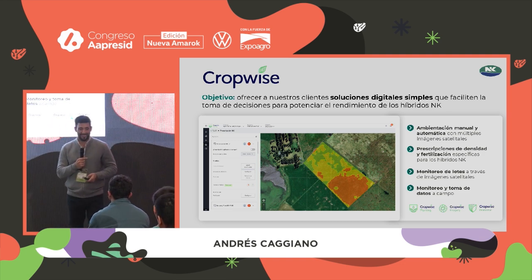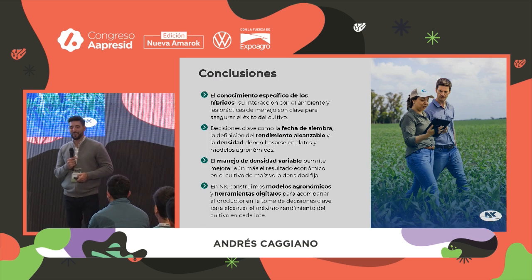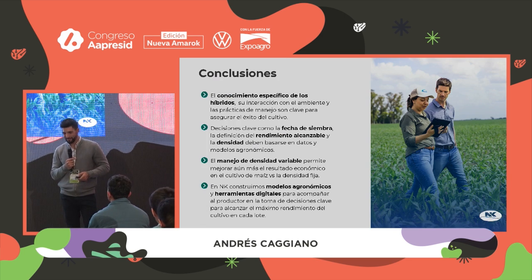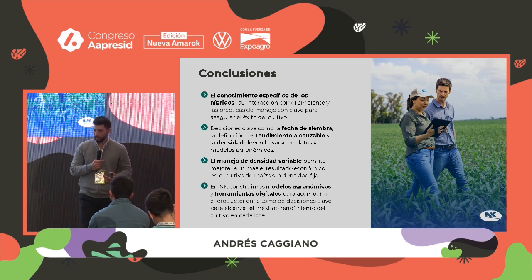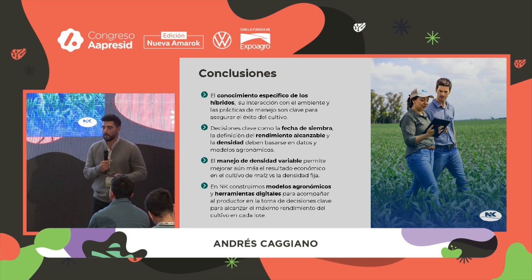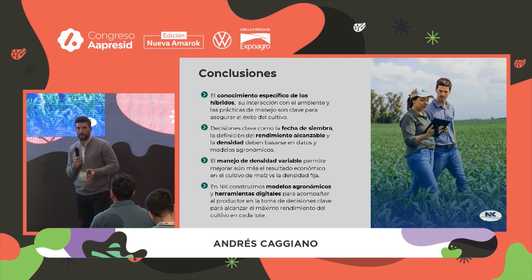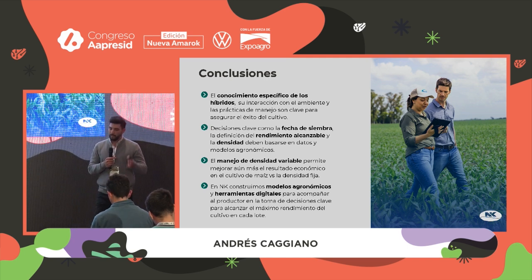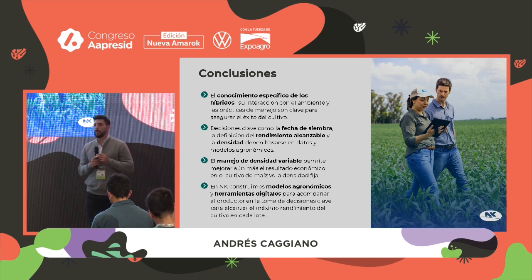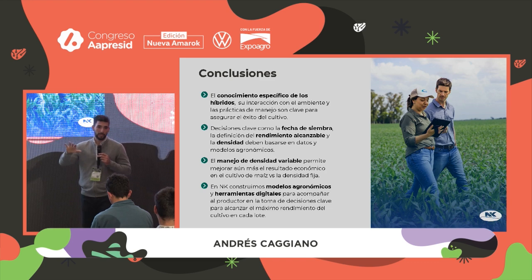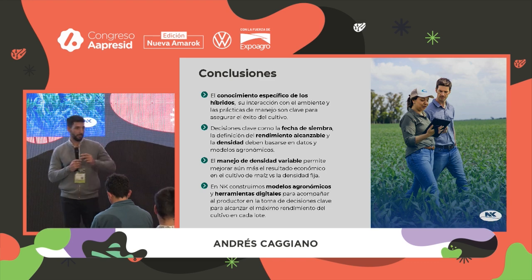I'm almost finished. Finally, as final conclusions, the specific knowledge of hybrids, the interaction with the environment, and the handling practices are the key for success. The planting date, the definition of a reachable yield and density must be based on data and agronomical models.